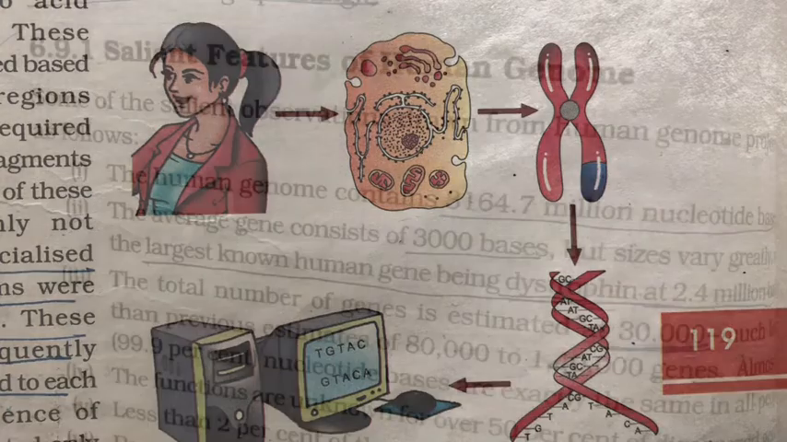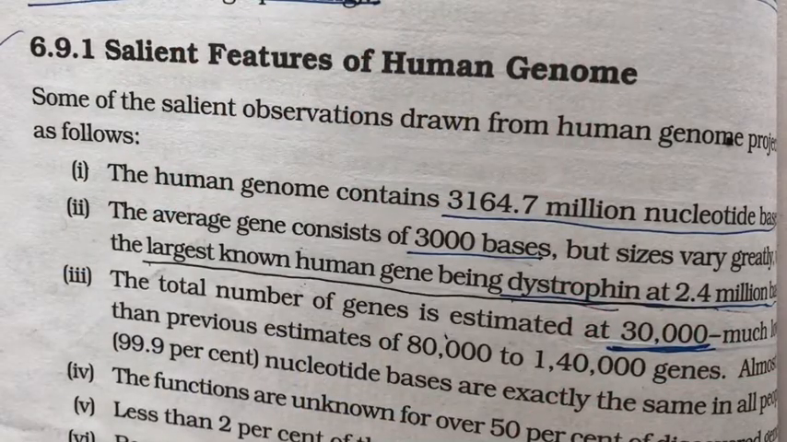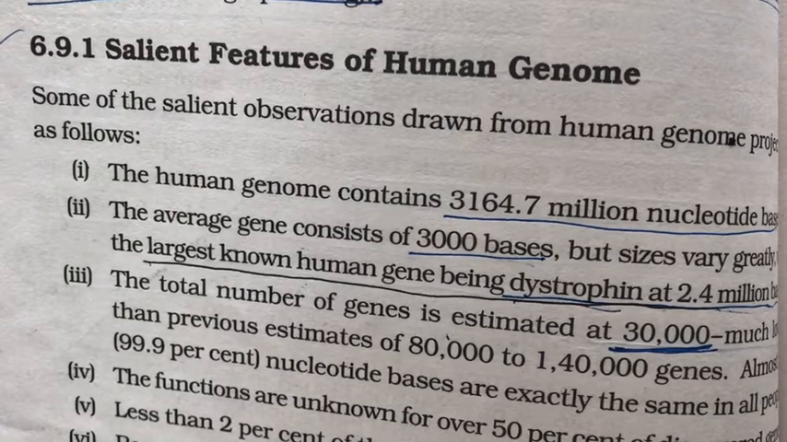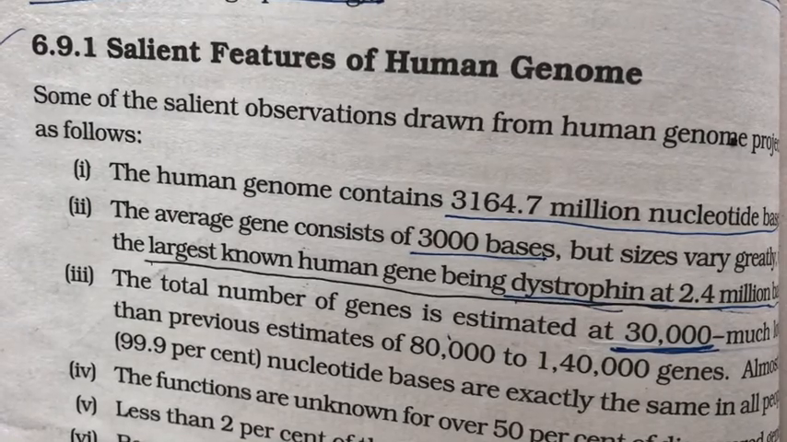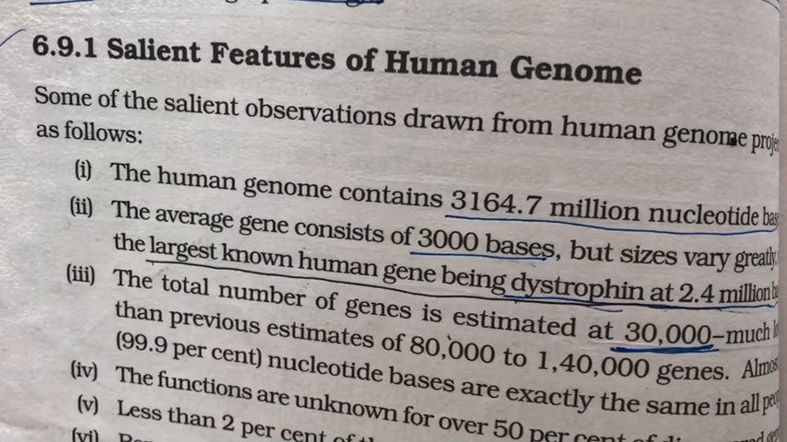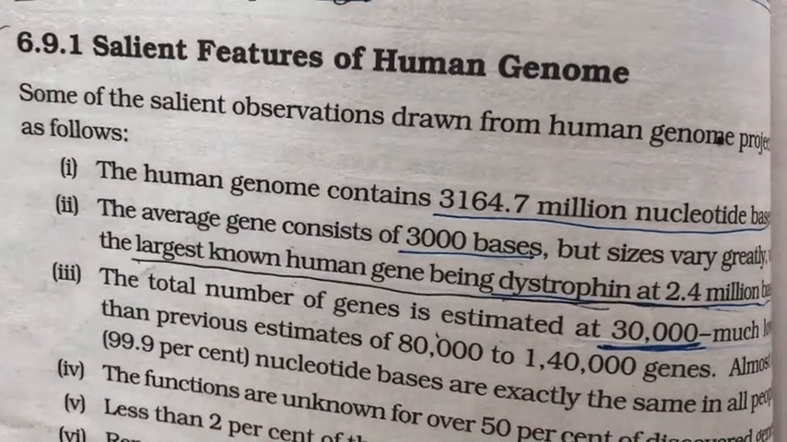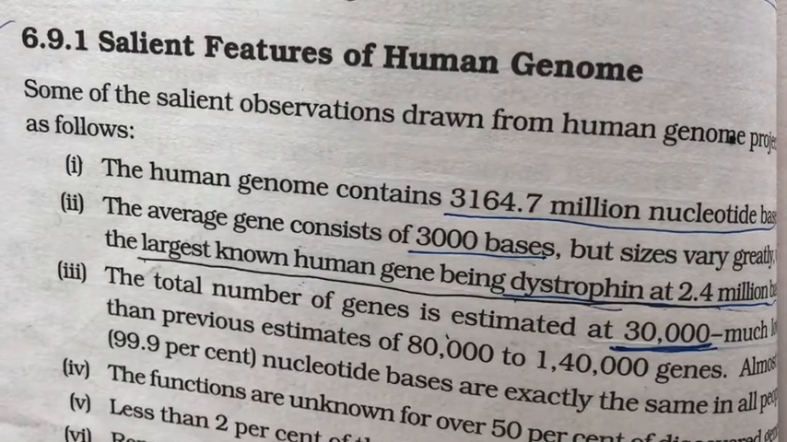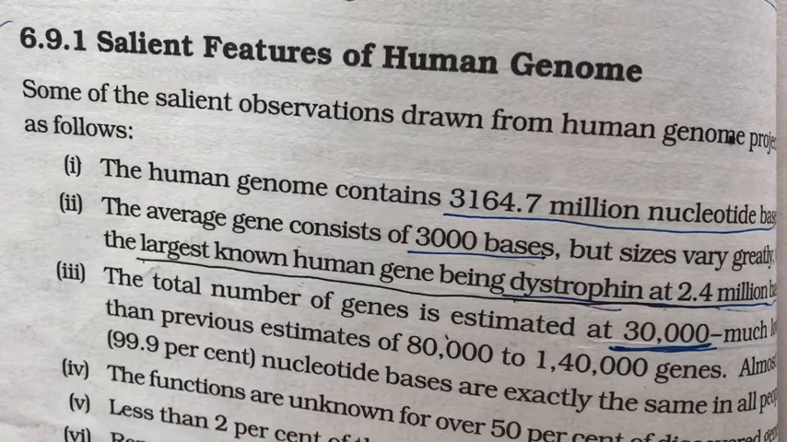Finally, automated sequencers were able to sequence the whole of the DNA. Now, what were the findings of the human genome when it was decoded? There were many findings. It's a kind of data that you need to learn. The human genome contains 3164.7 million nucleotide bases, and an average gene consists of around 3000 bases, but the size varied greatly. The largest gene was dystrophin, 2.4 million bases.